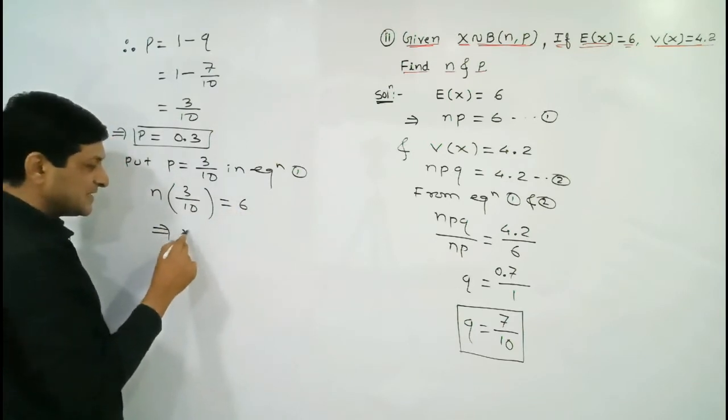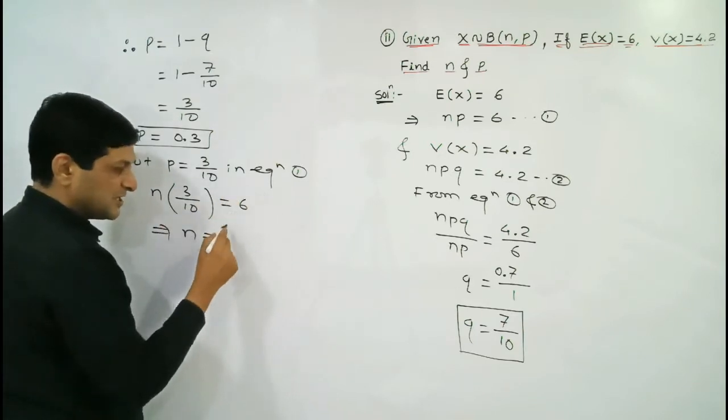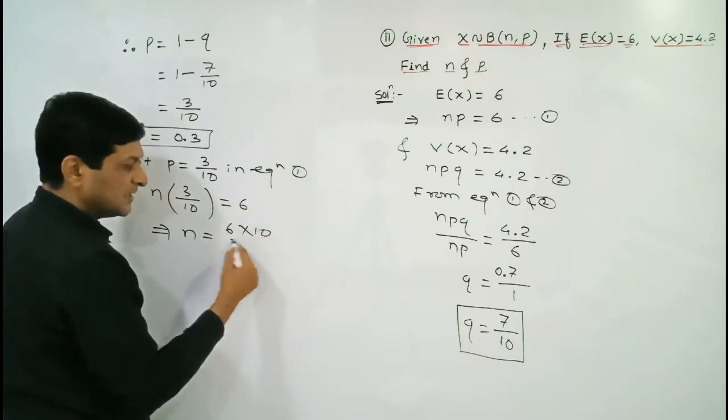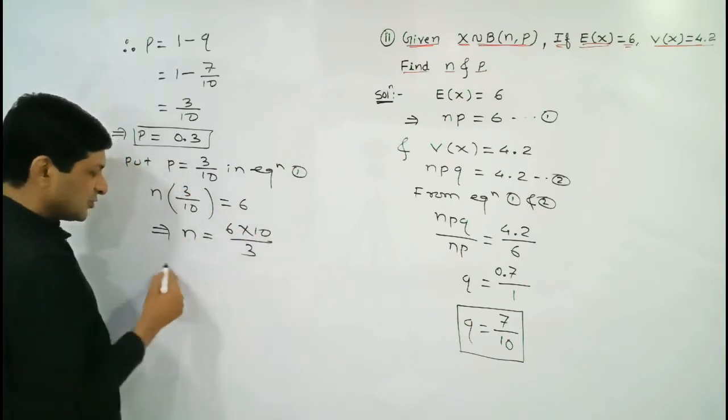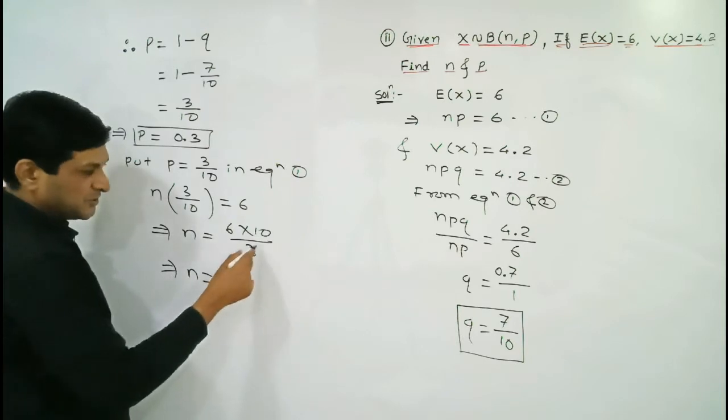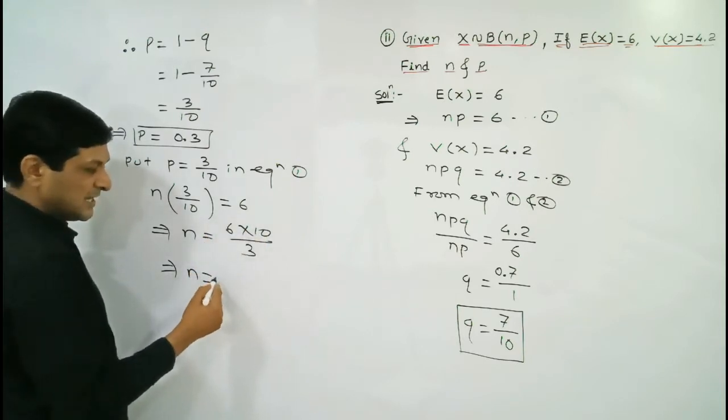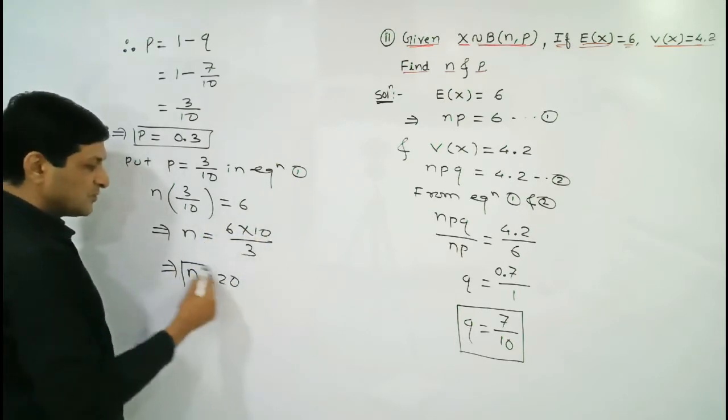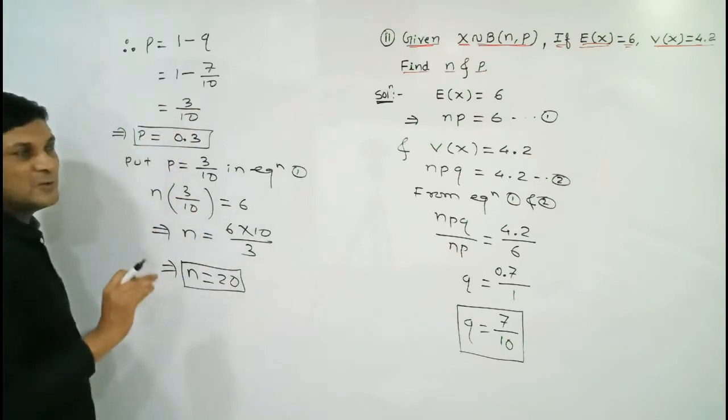So this implies that n is equal to, 10 will get multiplied on this side, so 6 into 10 divided by 3. This implies that n is equal to 3 twos are 6, and 2 into 10 will be equal to 20. In this way we have got our next required value, n, also.